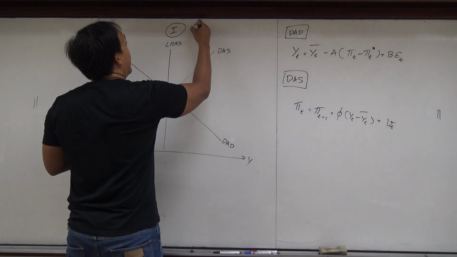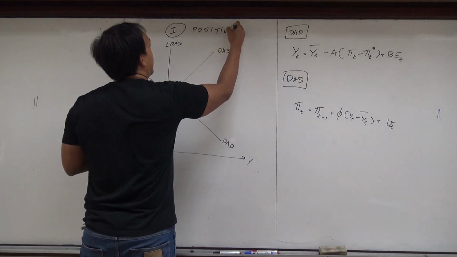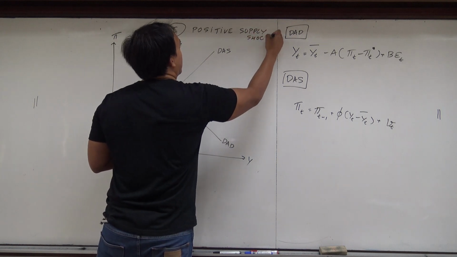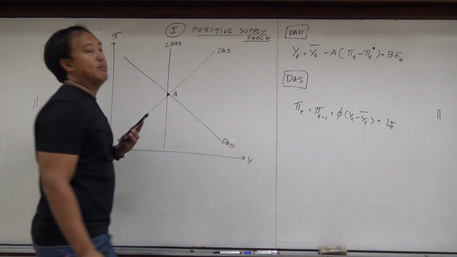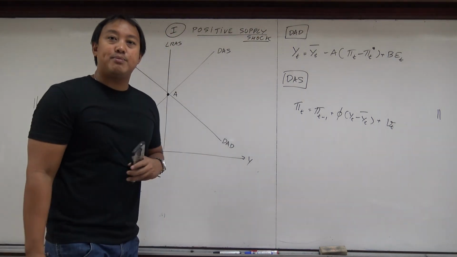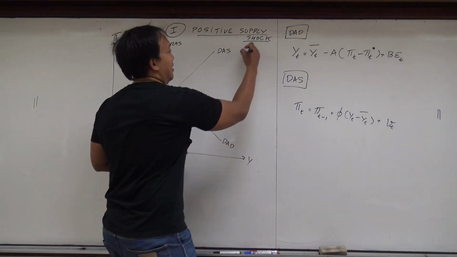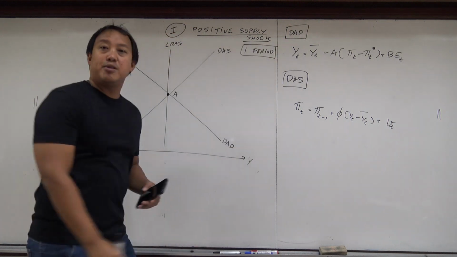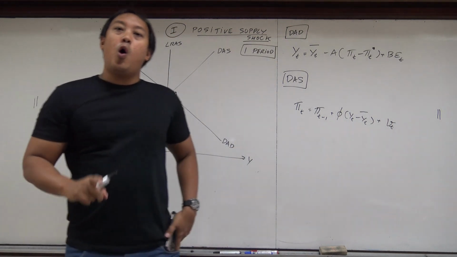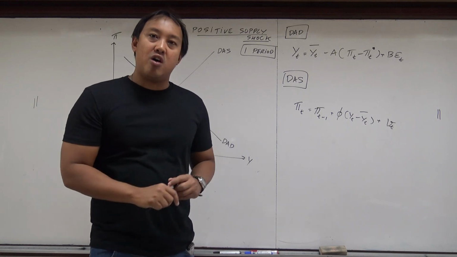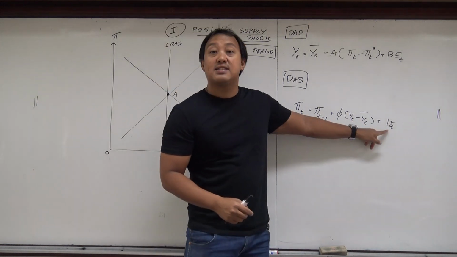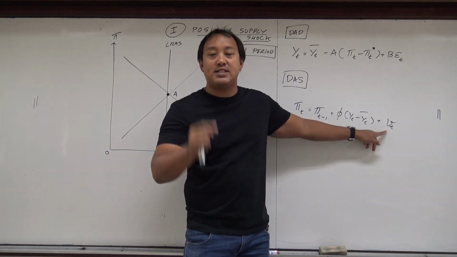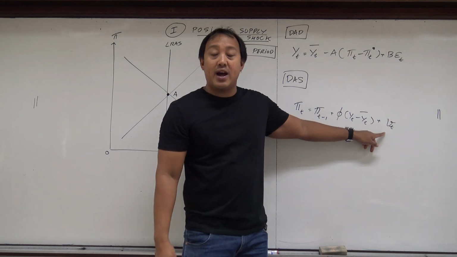Case number 1: if we have a positive supply shock for one period. Only one period we have a positive supply shock. A positive supply shock means that this guy, vt, for some reason becomes positive, increasing for only one period.